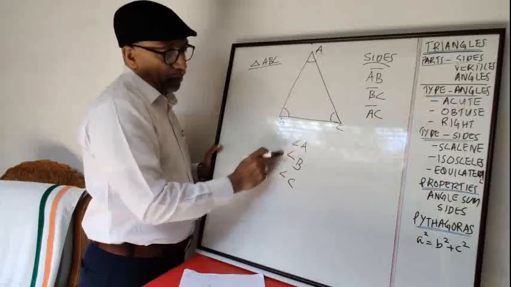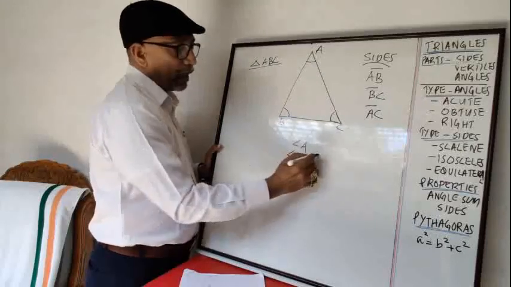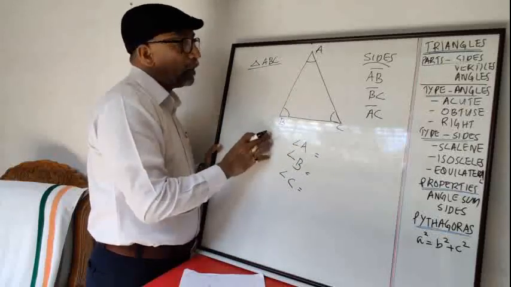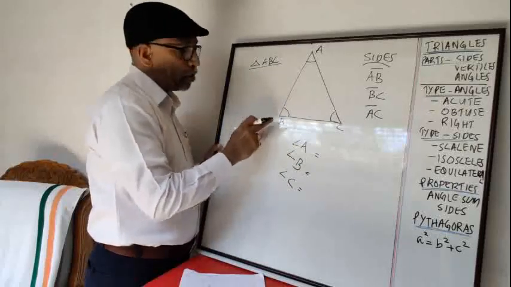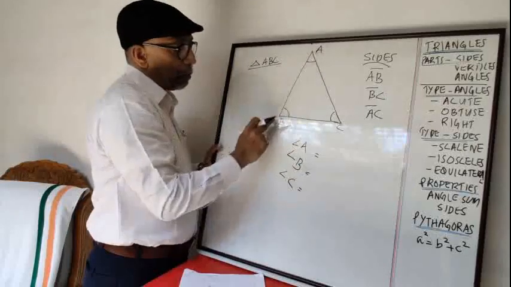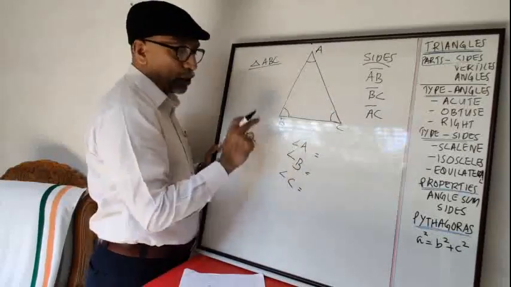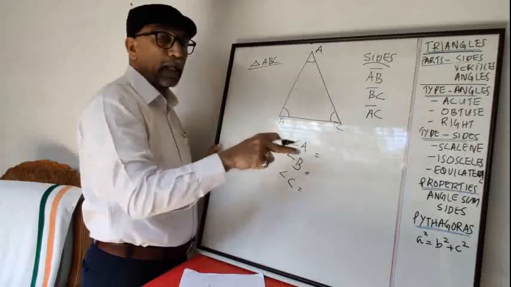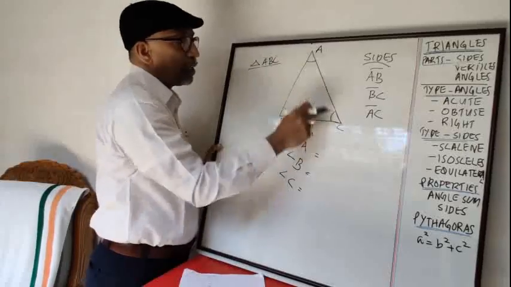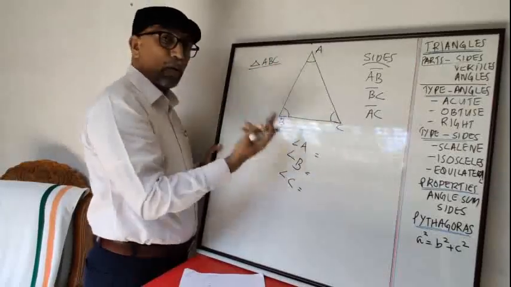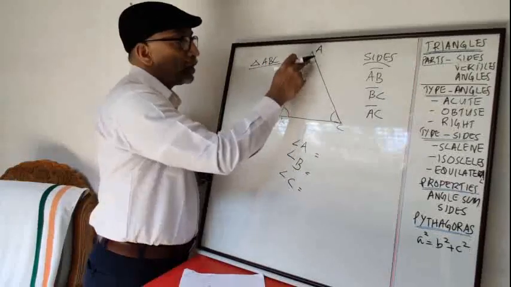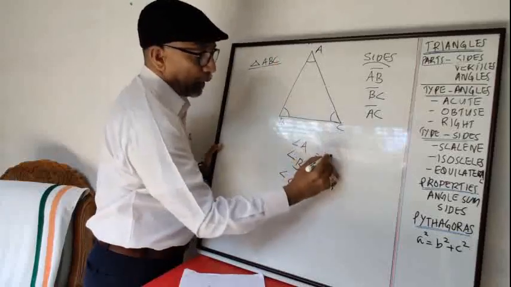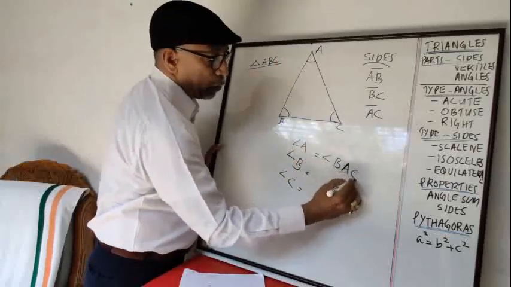This is the way we represent an angle with one alphabet. The angle can also be mentioned by three alphabets. So angle A means BAC. If you are using three alphabets to mention an angle, then the middle alphabet should represent the angle. So BAC, otherwise CAB is also correct. The only condition is the middle letter should represent the angle. So angle A means BAC, and I can write BAC also.